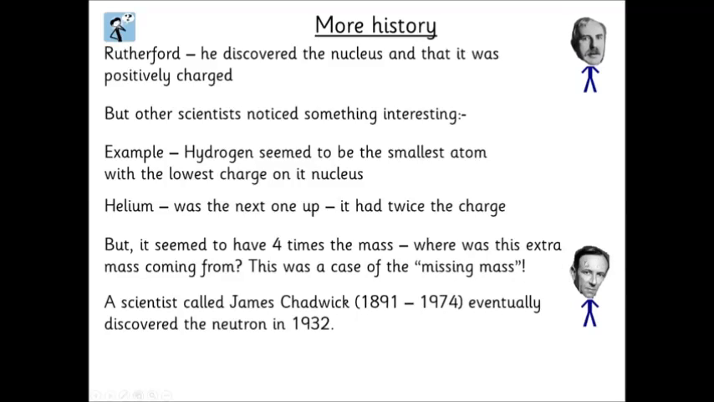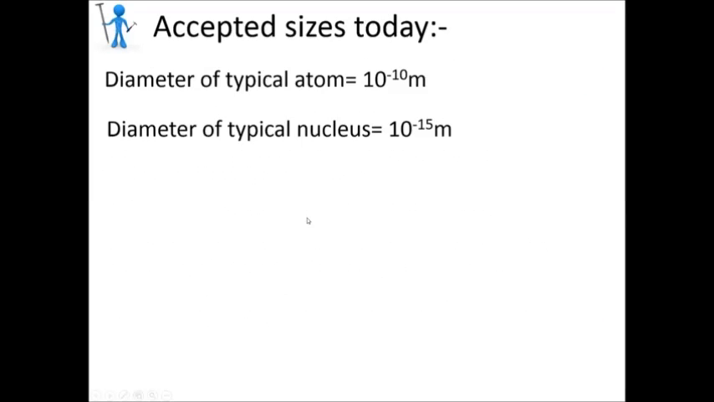And this particular scientist over here, James Chadwick, eventually discovered the neutron in 1932. In many ways he was one of the first particle physicists, and I believe he built the device in his shed to discover the neutron. This neutron was a particle with no charge that added mass to the nucleus but didn't add charge to it. Hence, as you now know, hydrogen has one proton, helium has two protons, but the additional mass, depending on the isotope, comes from the neutrons.